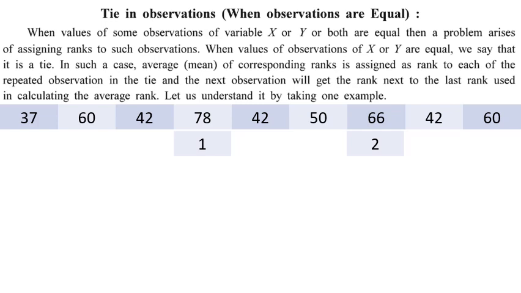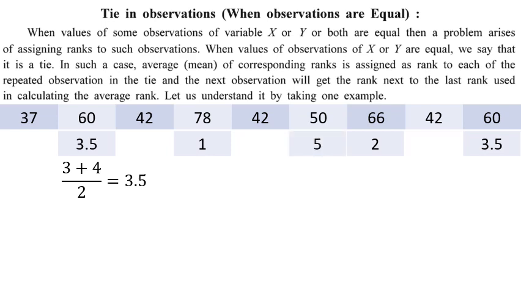Now which should get 3 and which should get 4? No. What we are going to do is find the average of these two ranks, 3 and 4. That is 3 plus 4 upon 2 equals 3.5. So we will assign 3.5 and 3.5 to both these values. Did you get it, guys? Add the ranks and divide by the number of ranks, whatever the answer, we will assign it to all the tied values.